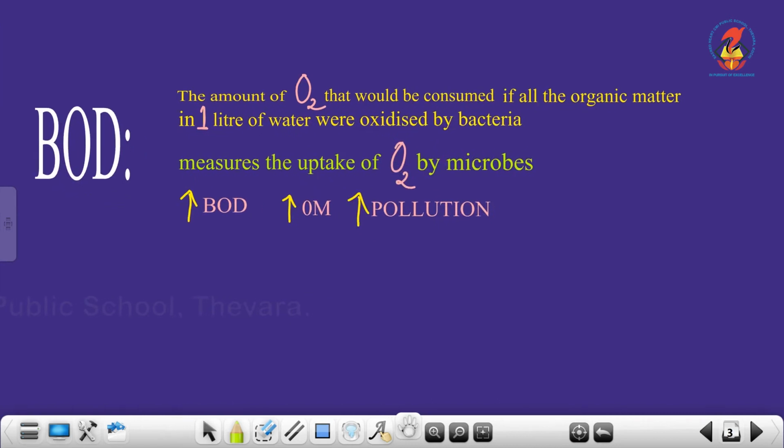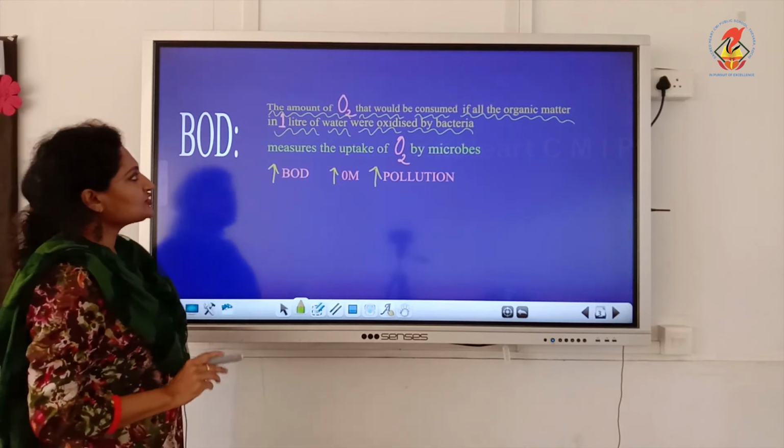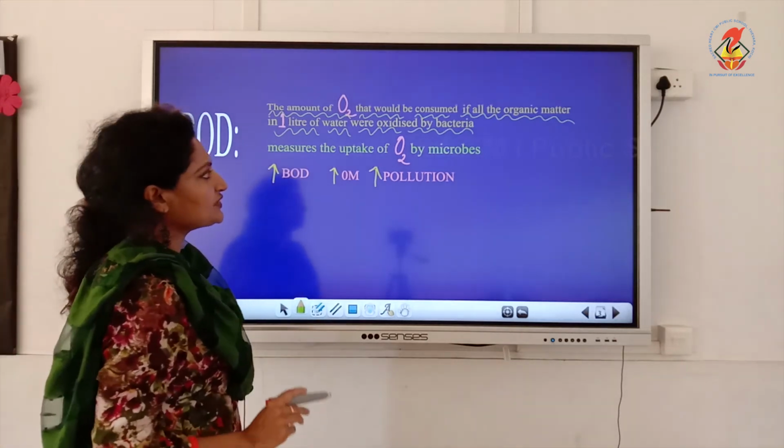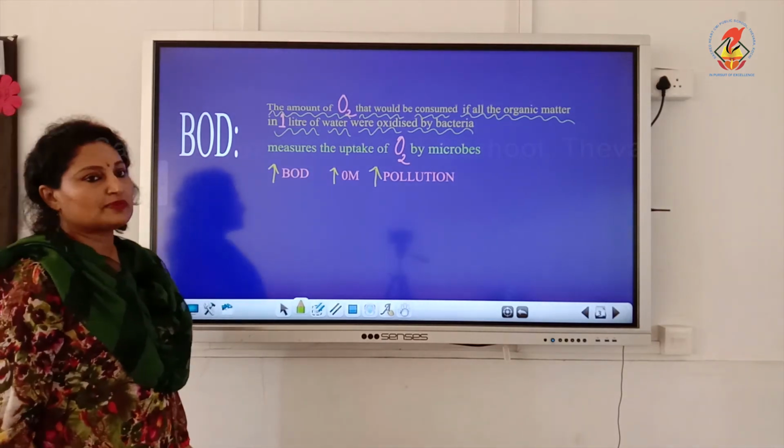Now BOD is an abbreviation. BOD is biological oxygen demand. It refers to the amount of oxygen that would be consumed if all the organic matter in 1 liter of water were oxidized by the bacteria. So, once again, what does BOD stand for? It refers to the amount of oxygen that would be consumed if all the organic matter in 1 liter of water were oxidized by the bacteria.